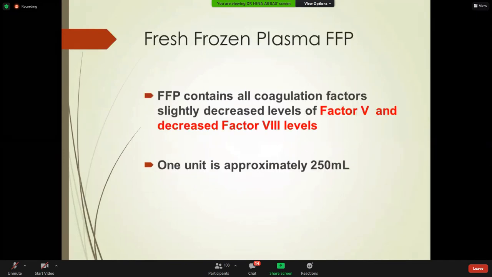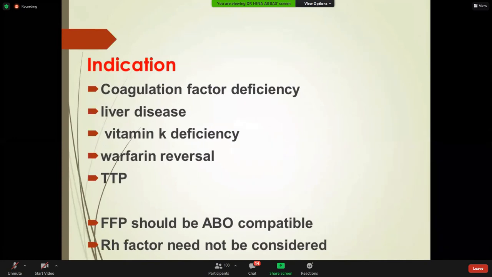Okay, fresh frozen plasma. FFP contains all coagulation factors, but with some decreased levels of factor 5 and factor 8. One unit is approximately 250 ml. Indications of FFP transfusion are coagulation factor deficiency, liver disease, vitamin K deficiency, warfarin reversal, and TTP. FFP should be ABO compatible, and Rh factor need not be considered.